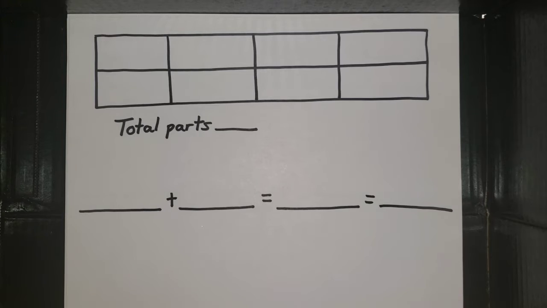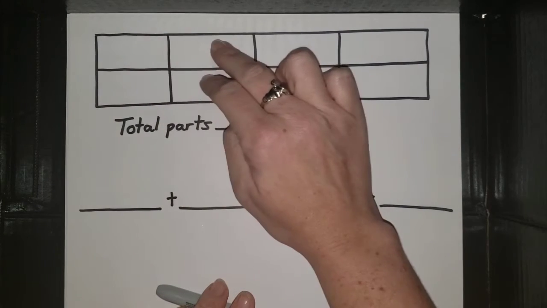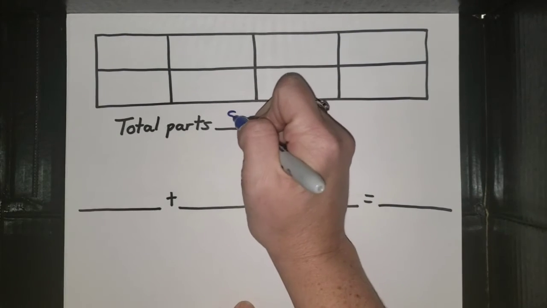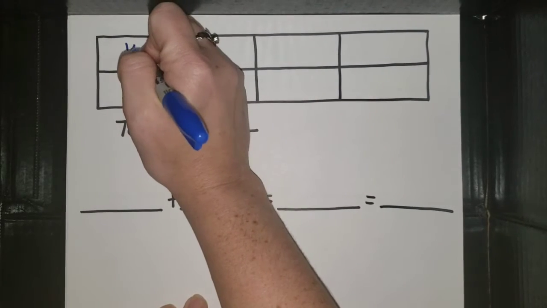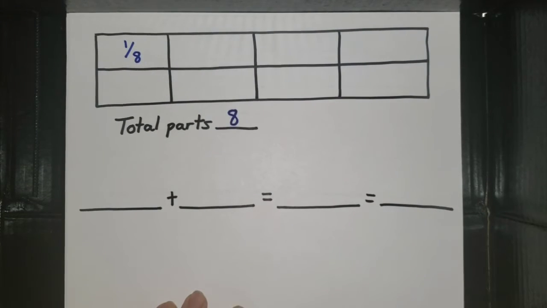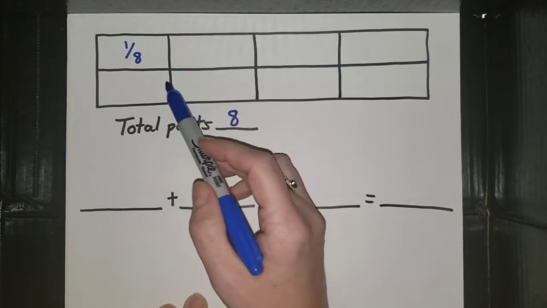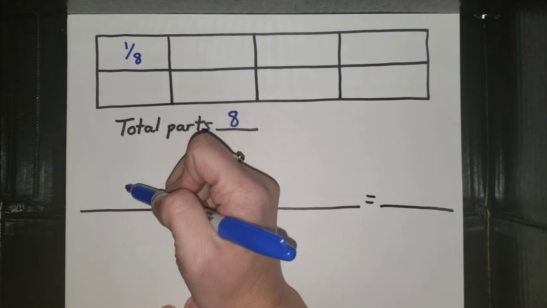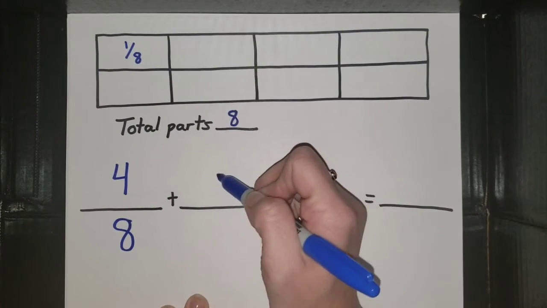Let's try another one together. First, let's count the parts. I can count quickly by counting by twos. 2, 4, 6, 8. There are 8 total parts. This time, I'm just going to write 1/8 one time. However, if you find that it does help you, you may write 1/8 inside each box. I'm going to choose to add 4/8 and 2/8.